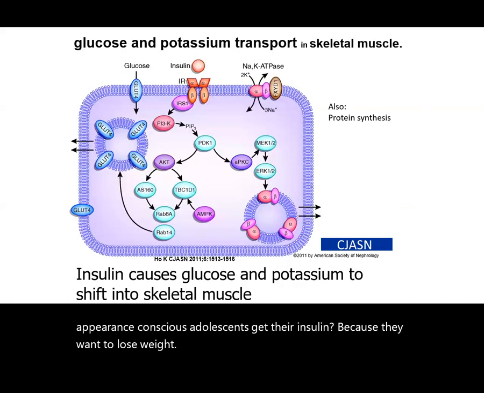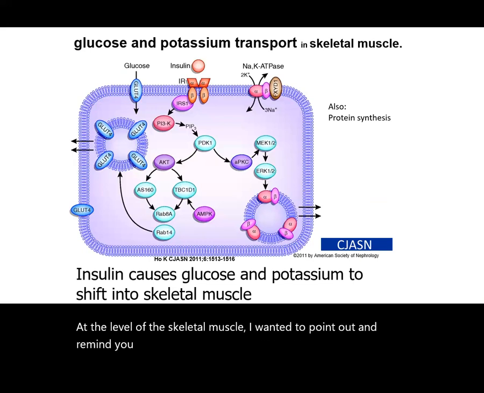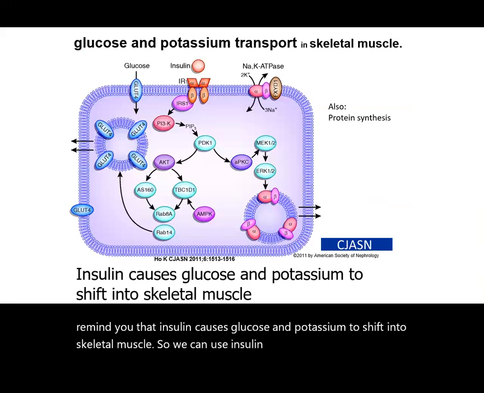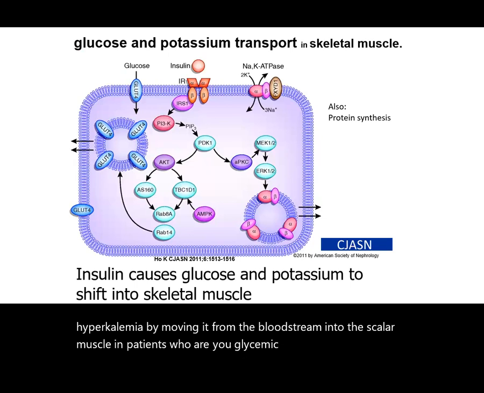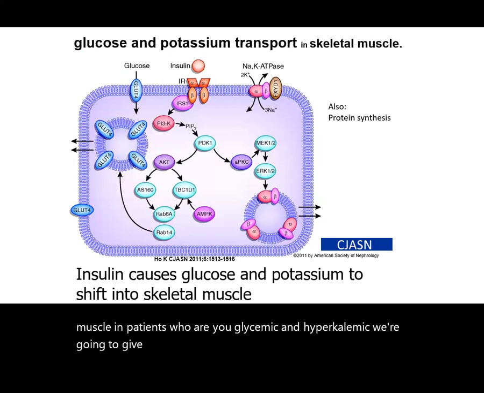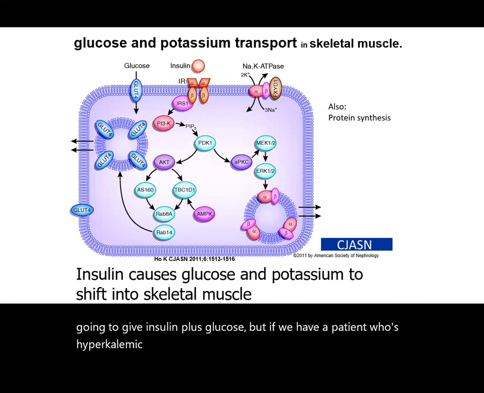At the level of the skeletal muscle, I wanted to point out and remind you that insulin causes glucose and potassium to shift into skeletal muscle. So we can use insulin to transiently treat hyperkalemia by moving it from the bloodstream into the skeletal muscle. In patients who are euglycemic and hyperkalemic, we're going to give insulin plus glucose. But if we have a patient who's hyperkalemic and hyperglycemic, we give just the insulin because it'll fix both together.